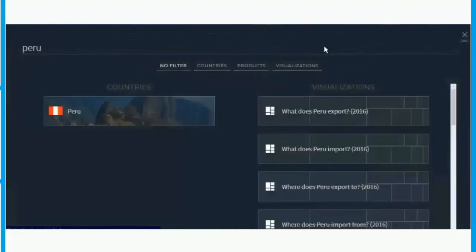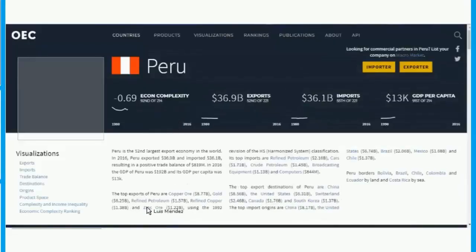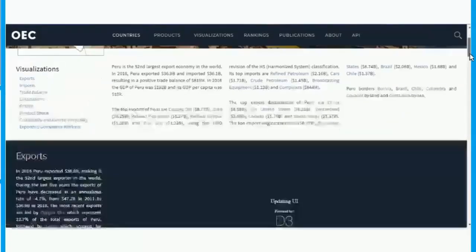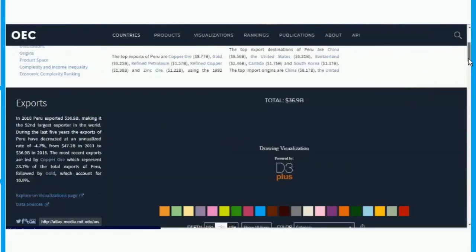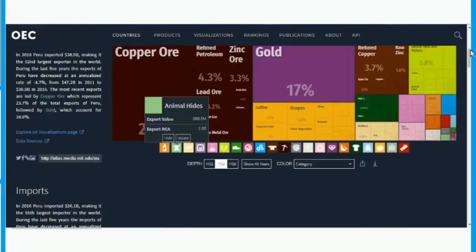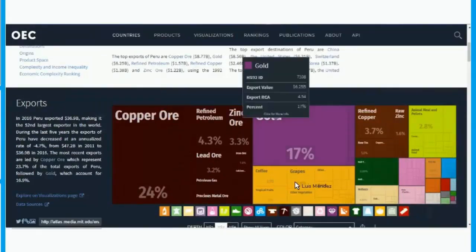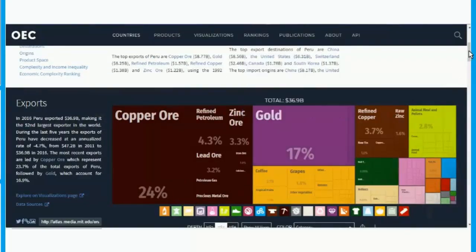In the magnifying glass, you can write the country. For example, we're going to see Peru. So we click on Peru. We wait a little, because it is very interactive. So we see how the exports are going, how imports are going, how's the GDP. If you scroll a little bit down, you're going to see how exports are going. You can see here about copper, about gold, about coffee, grapes, and the percentages. And the information is from 2016.